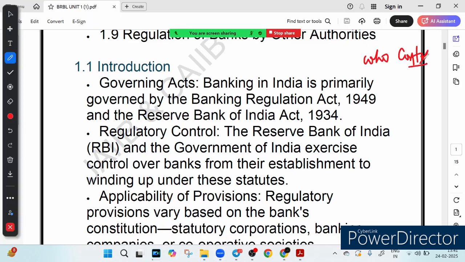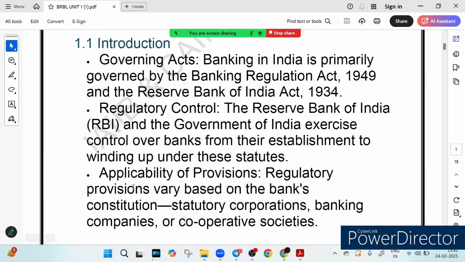So friends, it is not just any random authority. The Reserve Bank of India and the Government of India are the ones making sure everything runs smoothly from the moment a bank is set up to when it may be closed down. Right, so that is RBI and Government of India. They control it. Now here is the twist. Not all banks are the same.